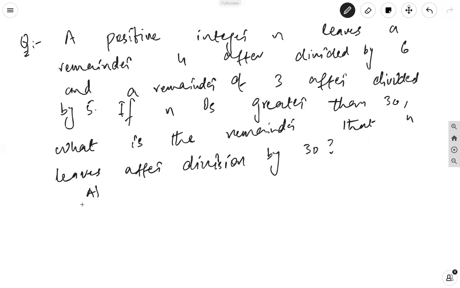So the options are 3, 12, 18, 22, and 28. I will repeat the question: a positive integer n leaves a remainder 4 after being divided by 6 and leaves a remainder 3 after being divided by 5. If n is greater than 30, what is the remainder that n leaves after division by 30? So we have 5 options: 3, 12, 18, 22, and 28. Just try to solve this question now.